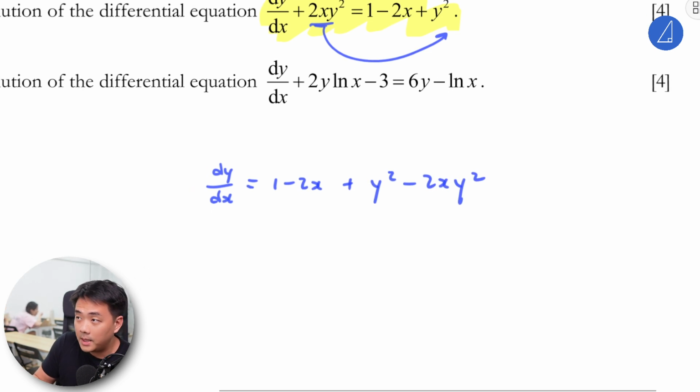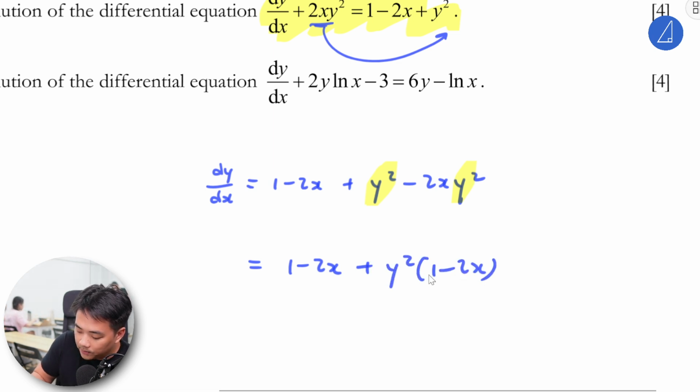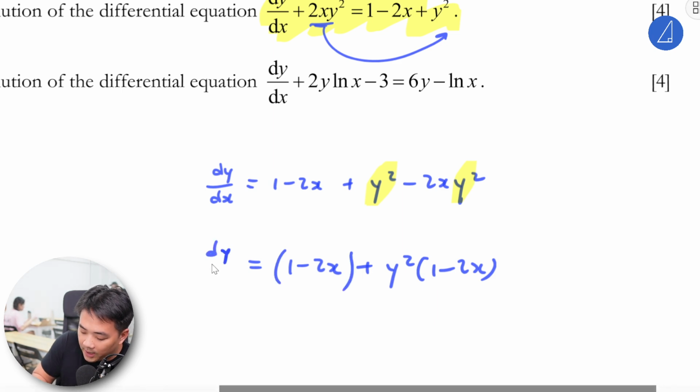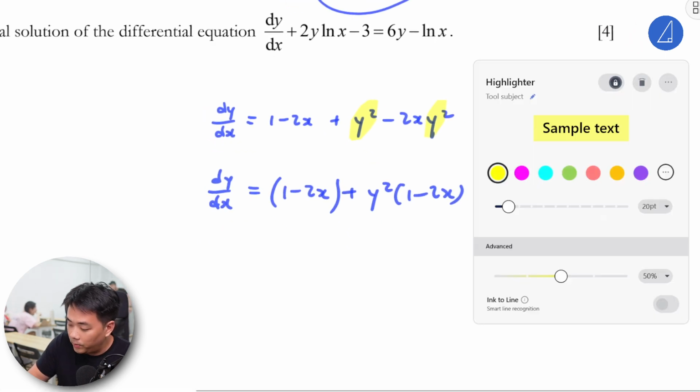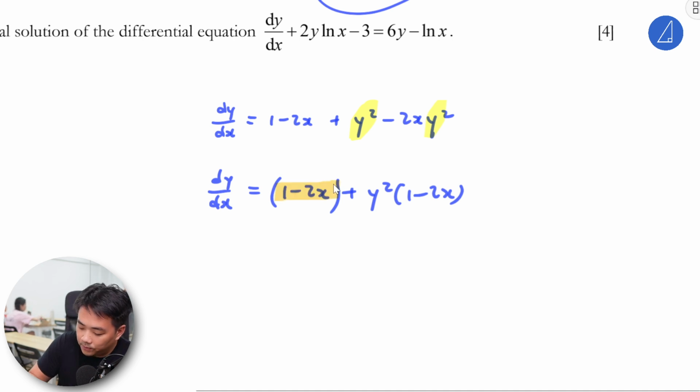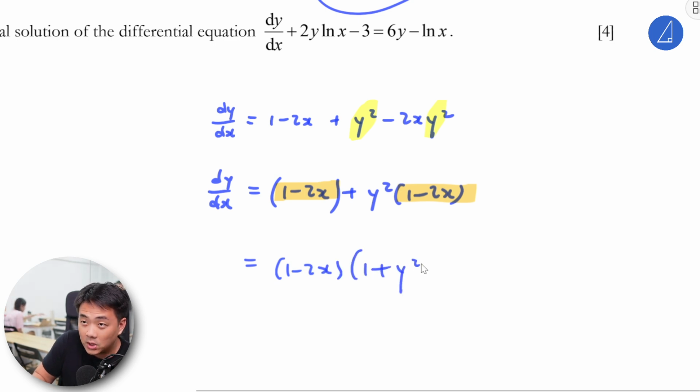Then the next thing I want to do is try and group this up. I'm going to factorize this out. This is like what you learn in secondary school, which is factorization by grouping. So it's 1 minus 2x here, then this is y squared, 1 minus 2x. There you go. That's the whole idea of method of separable. What we want to do next is just group this out. I'm going to factorize this out, because life is good. So this will be 1 minus 2x and 1 plus y squared, dy dx.